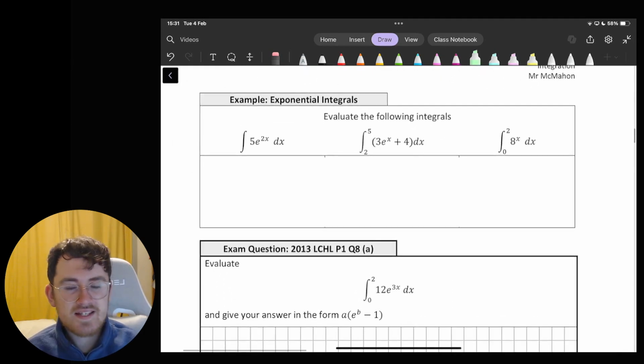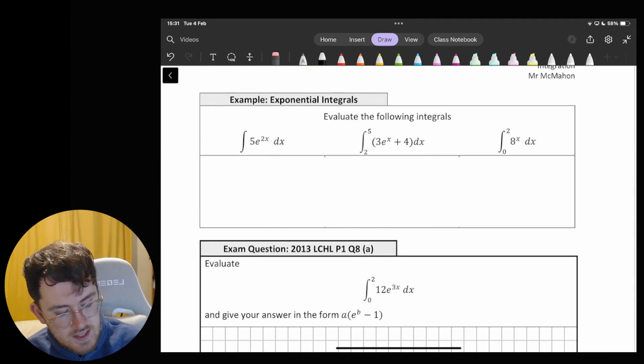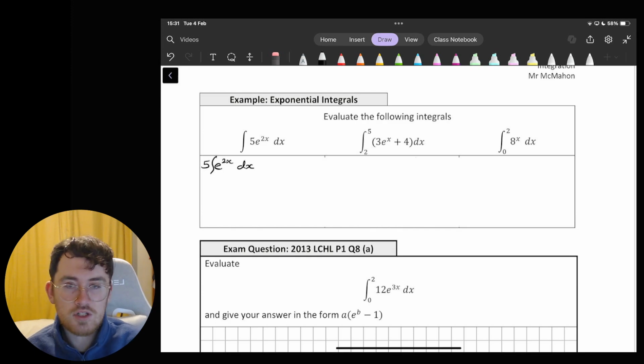So we'll get into some examples here just to see that in practice. 5e to the power of 2x. Looking at this one, we can apply, first of all, what I was saying about a constant term. If there's a constant term multiplied by an integral, we can factor that constant term out and just treat the integral of e to the power of 2x, making sure we multiply our end result by 5.